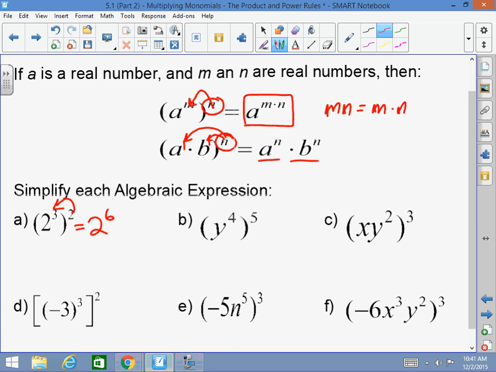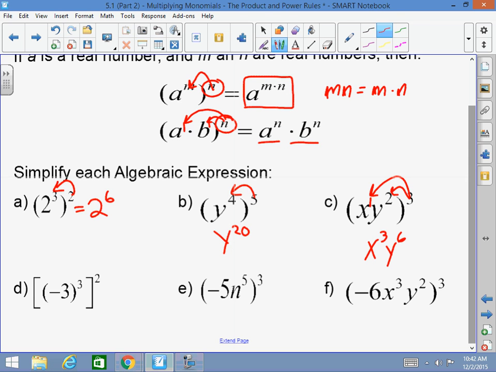Okay. Y to the 20th, because I take this 5 and I distribute it to all the exponents. 4 times 5 is 20. Now here, what would this one be? X to the third, y to the sixth. Beautiful, gentlemen. There's an invisible exponent of 1 there. So 3 times 1 is 3. 3 times 2 is 6. Fantastic. Well done. Excellent.